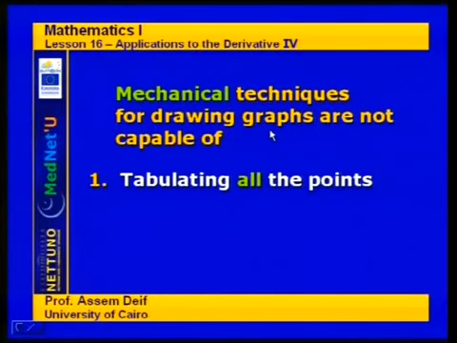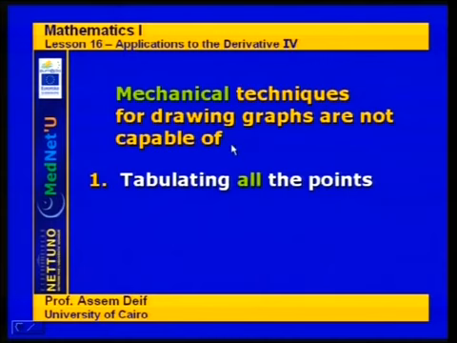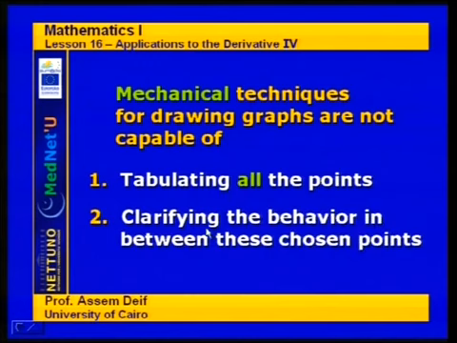And this is why, since the idea of drawing graphs is not to make it as precise as one wishes, using mechanical machines. All you want is to really exemplify, to clarify those particular features of this function. So these mechanical techniques may lack capabilities for some reason or the other. For example, they could not tabulate all the points, as we have seen. Again, they could not clarify the behavior between these chosen points. For example, when we skip the point square root of 3, we couldn't reach a point which is important for us to understand the behavior of the function around this point.